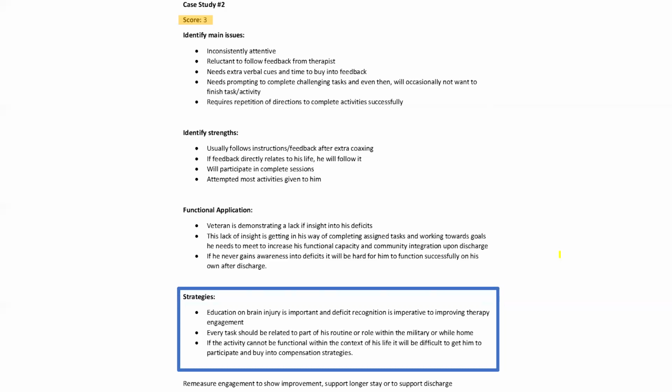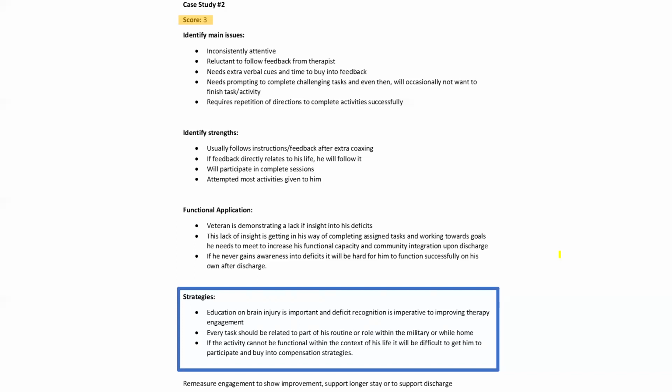And since he really struggled participating unless he saw how it directly correlated to his life, another strategy is that every task should be related to part of his routine or role within the military or while home. If the activity cannot be functional within the context of his life, it will be difficult to get him to participate and buy into compensation strategies.